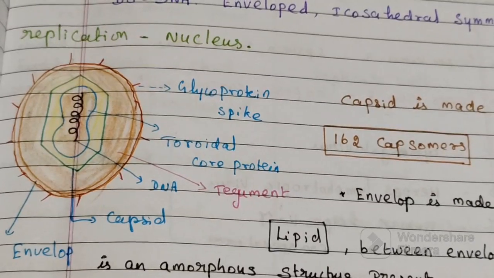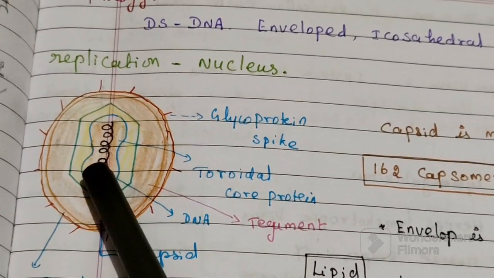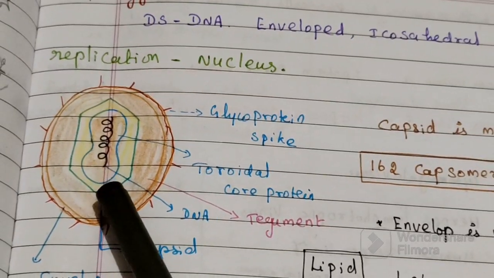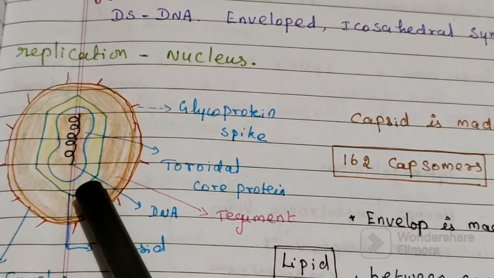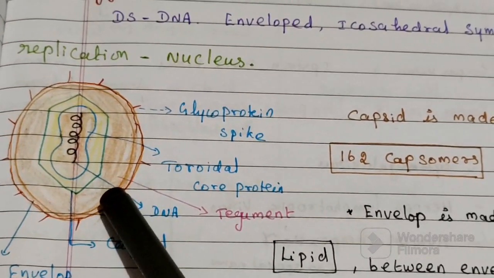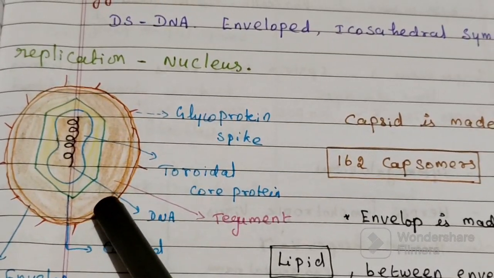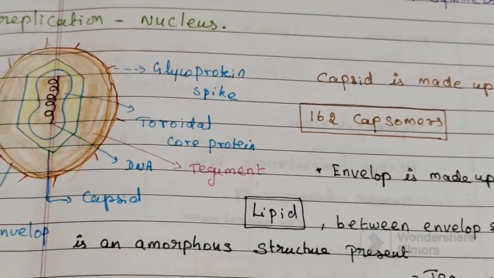So that was about the structure of the virus. Double-stranded DNA molecules are surrounded by a capsid having 162 capsomers. Then this one is called the envelope. In between the envelope and the capsid, the tegument is present.